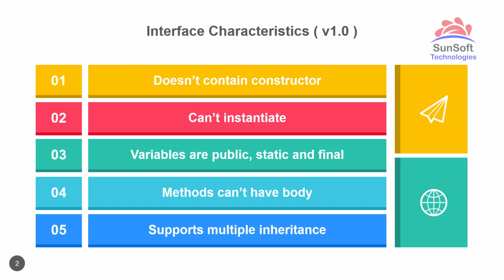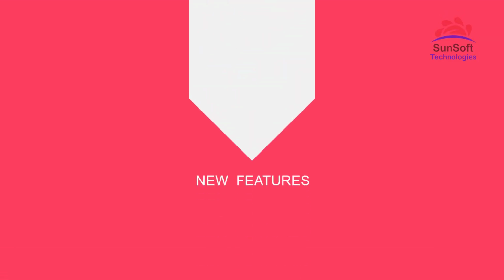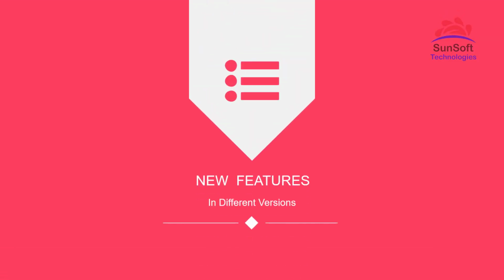Fifth, interfaces support multiple inheritance. It means an interface can extend more than one interface, as well as a class can implement more than one interface. Now let's see the new features which were added to interfaces in different versions of Java.